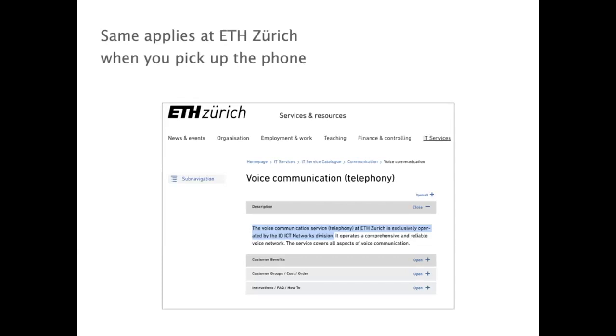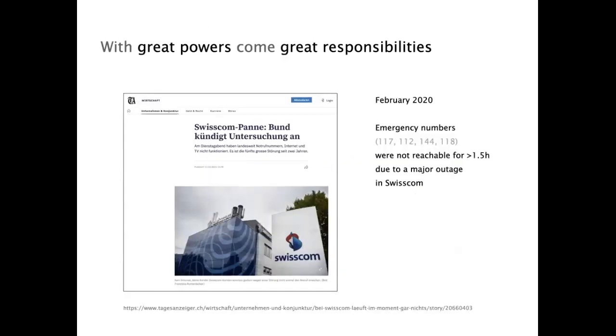But if you look at the ETH website, it's actually the network services now that are responsible for telephony at ETH. So this is happening everywhere, including at Swisscom and at ETH. As I said, with great powers come great responsibilities.